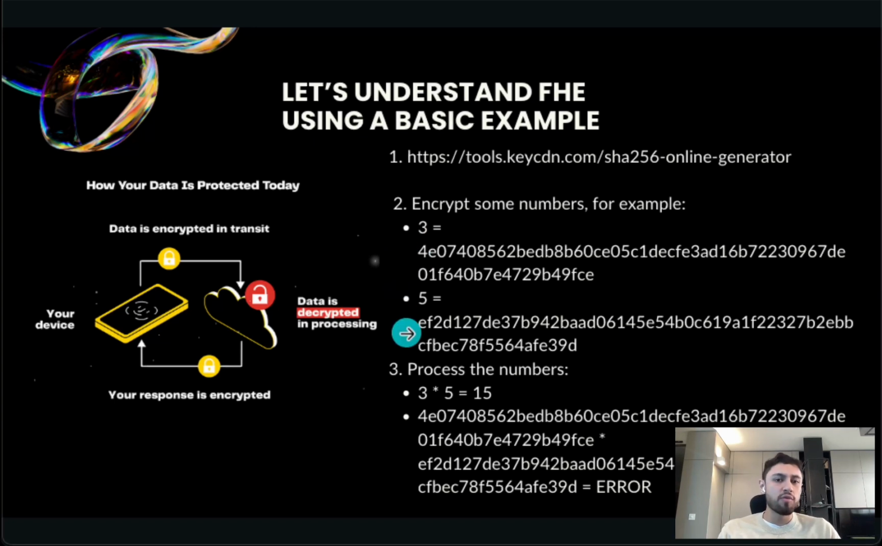What happens if we want to process the numbers? I mean, if we want to make a multiplication or a division. If we multiply 3 times 5, it will be 15, right? However, if we multiply the hashes, this times this, we will get an error because it's impossible to process encrypted data. But now we have FHE. What we can do with FHE is process data that is encrypted, and then we can decrypt the result.